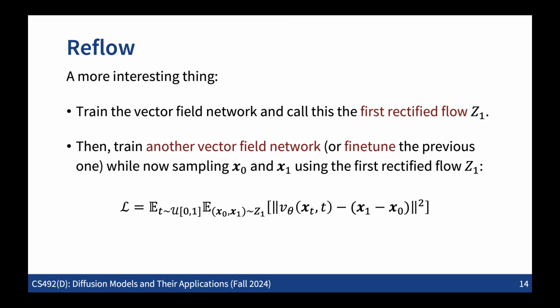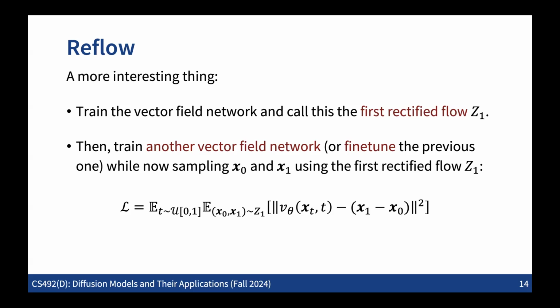Previously, what we have done is independently sampling x0 and x1, just randomly making pairs of x0 and x1. Instead of that, now we can sample x0 and run the generative process of flow matching, basically solving the ODE, and then we get x1. So now the pairs of x0 and x1 come from the pre-trained flow-based model.